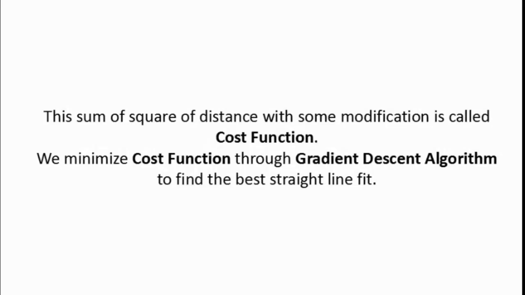This sum of squares of distances with some modification is called cost function, and we minimize cost function through something called gradient descent algorithm to find the best straight line fit. To gain in-depth intuition about cost function and gradient descent, please refer to my earlier video on linear regression, whose link is in the description.